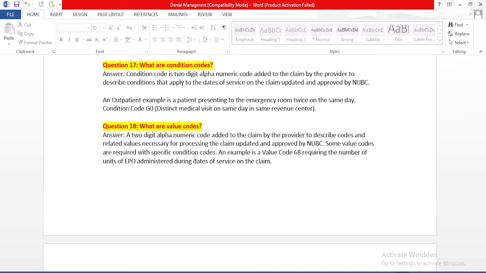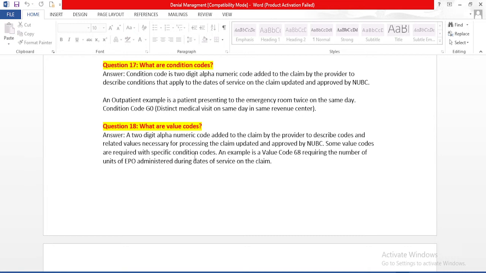Next question, what are condition codes? Condition code is a 2-digit alphanumeric code added to the claim by the provider to describe conditions that apply to the dates of service on the claim updated and approved by NUBC. An outpatient example is a patient presenting to the emergency room twice on the same day. Condition code G0 distinct medical visit on same day in same revenue center. So basically in order to explain number of visits on the same day, physician needs to use G0 code, which is a condition code.